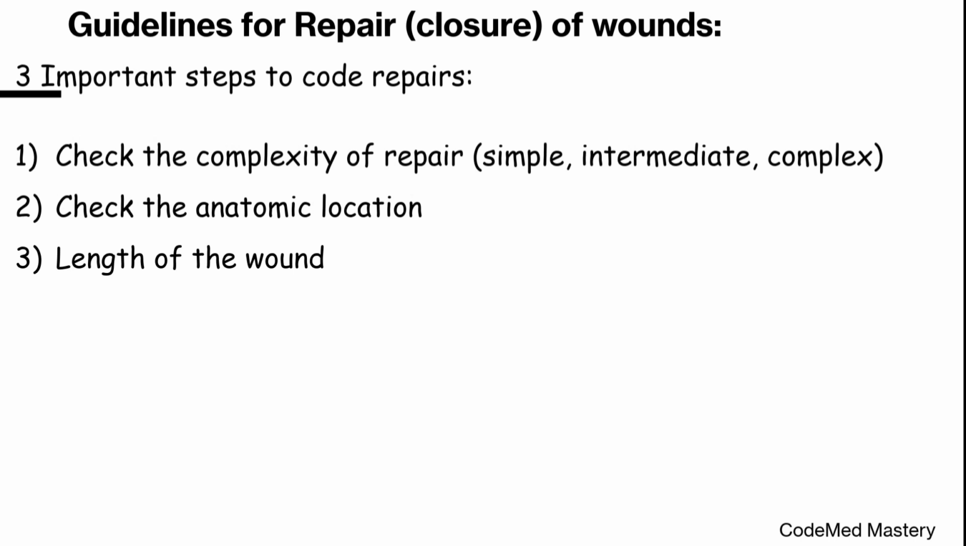Second, you have to check the anatomic location because codes are based on the anatomic location. Third step is you have to find the length of the wound. You can go through the codes, that is simple repair codes 12001 to 12021, intermediate repair codes 12031 till 12057 and complex repair codes 13100 till 13153. You have to code based on the anatomic location and length of the wound.